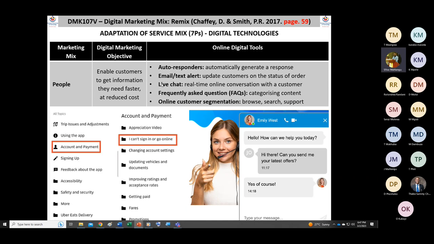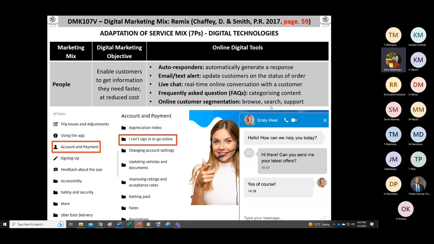Live chat, that's when we start to get a physical person on the other side. So live chat, explaining how a customer can resolve an issue. You've got an example at the bottom of the slide there. How can we help you? Can you send me the latest offers? And you've got online customer segmentation.